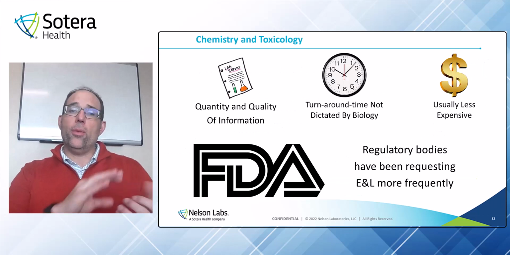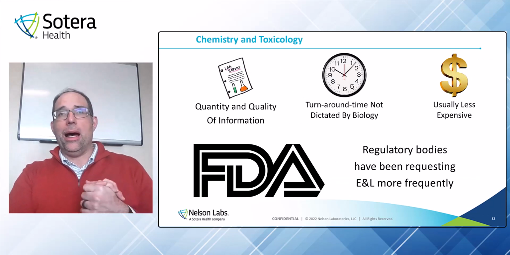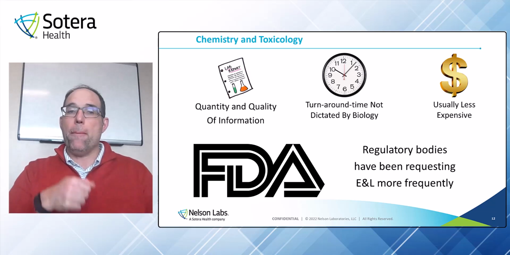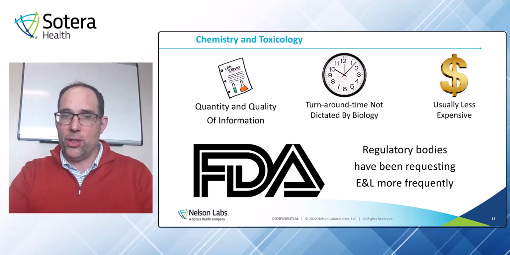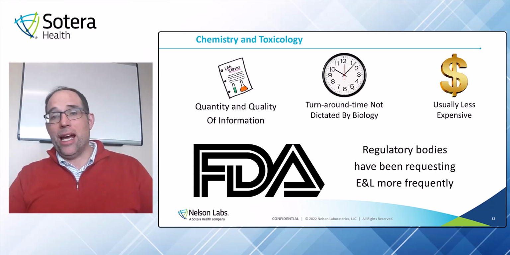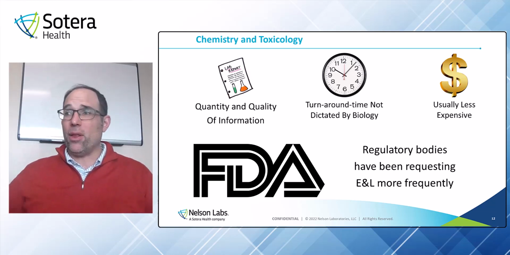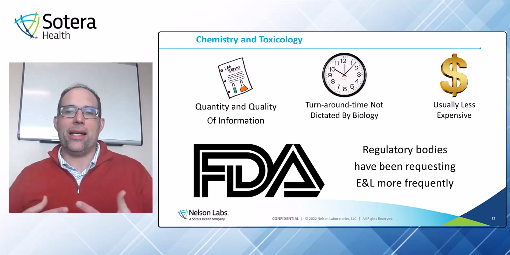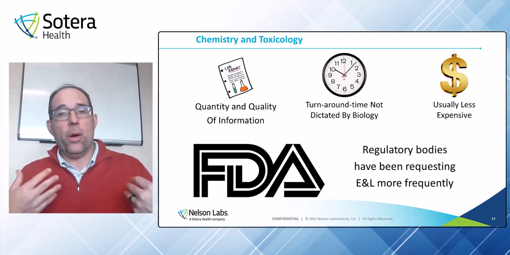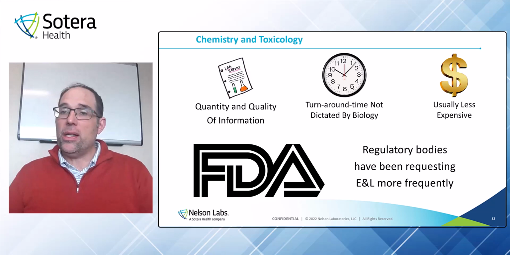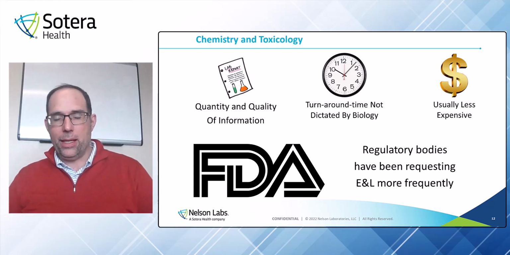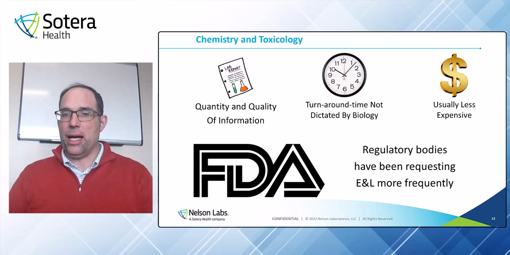Okay, so the other reason why we love E&L in chemistry and in vitro alternatives is because a lot of times we get better quantity and quality of information from these reports. The turnaround time's not dictated by biology. We don't have to let an animal metabolize or digest these compounds. And so we can do it much quicker usually. And usually they're less expensive. So they're better for the animal, obviously. We get better data most of the time. They're quicker and most of the time cheaper.